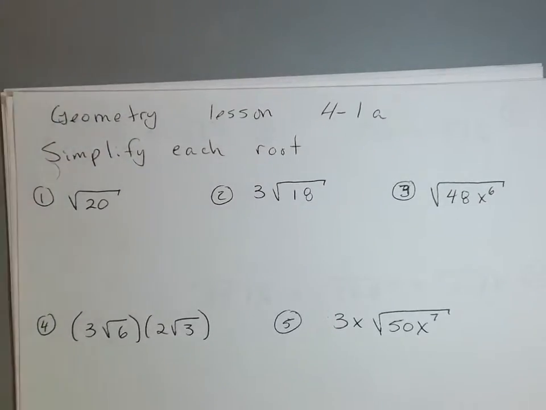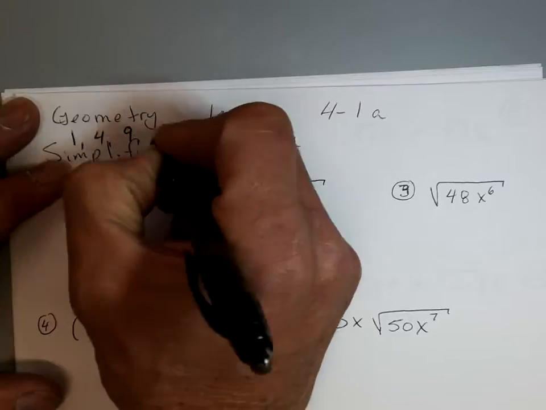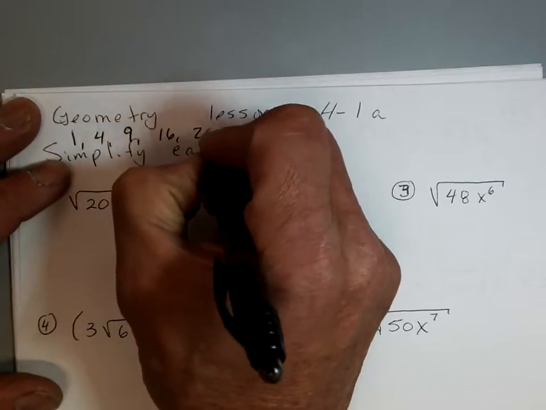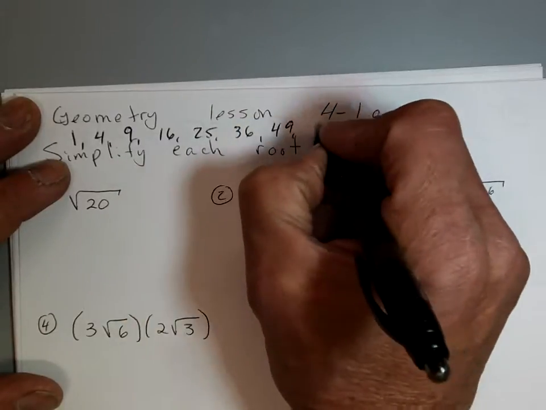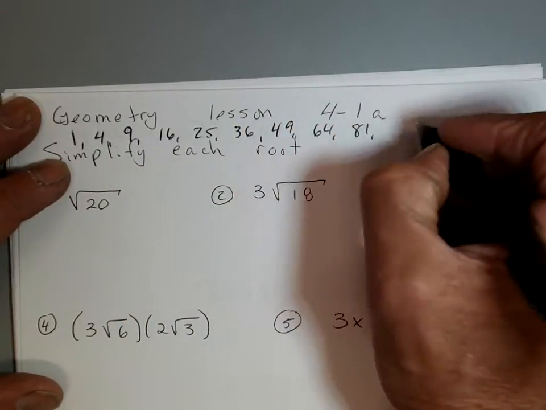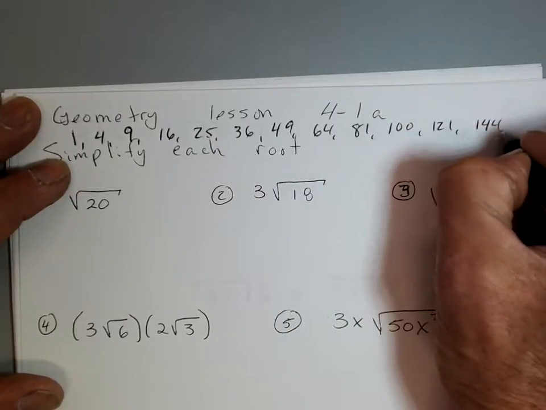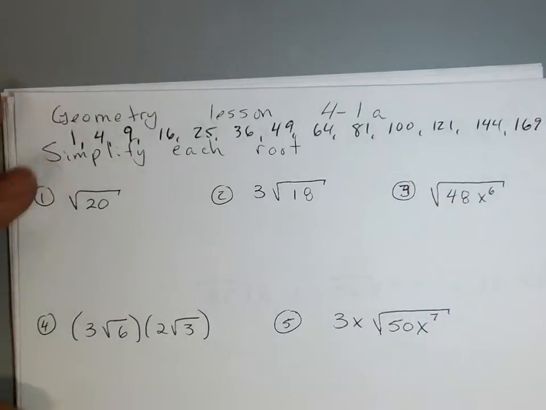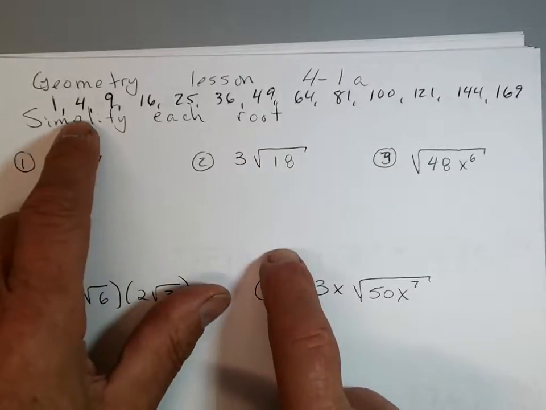So what are the perfect squares? Let's write those down first. You know those numbers, but let's write them down anyway. So perfect squares: 1, 4, 9, 16, 25, 36, 49, 64, 81, 100, 121, 144, and we'll go to 169, okay? These are what we call perfect squares, because all of these numbers have a square root.